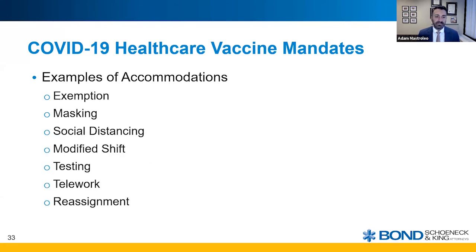Now, we saw some examples of accommodations: exemption from the request, masking, social distancing, modified shift. But masking, social distancing, and modifying a shift aren't going to satisfy the state's requirement that that individual be completely removed from any situation where he or she could potentially expose someone to COVID.